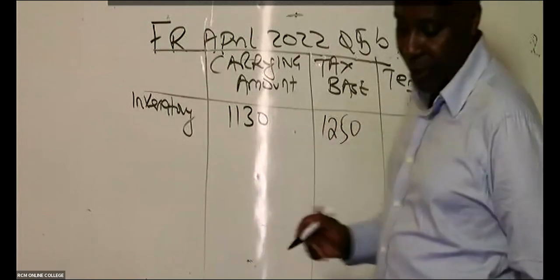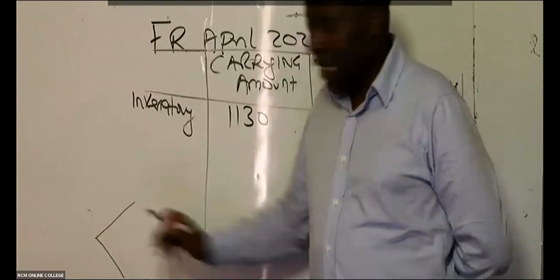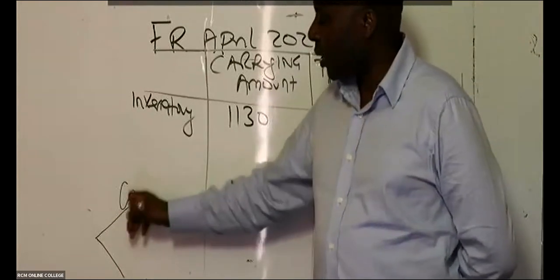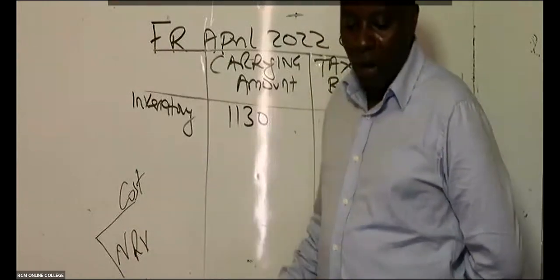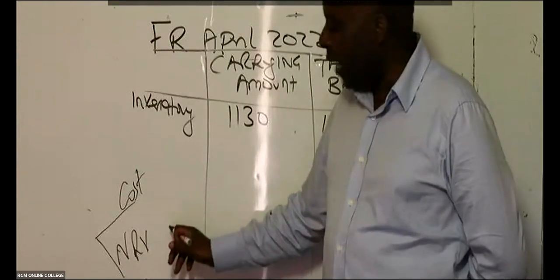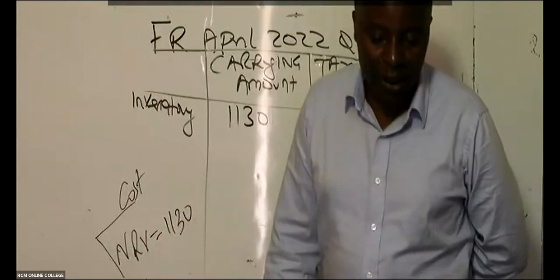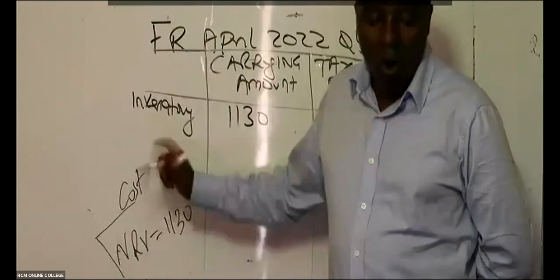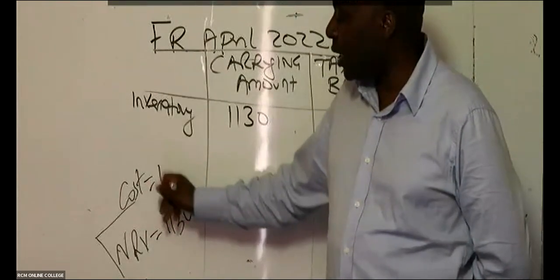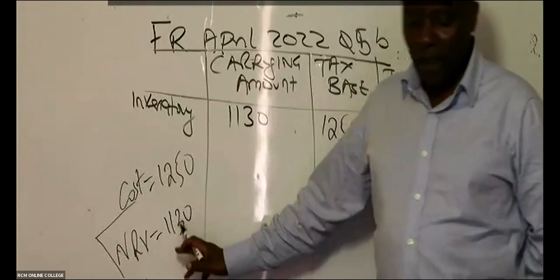Allow me to explain something small here, ladies and gentlemen. Remember these inventory items, they cost us something, and then we have net realizable value. Net realizable value is what we are booking here as 1130 because they subtracted 120 from it. But the cost of these items here was 1250, because you add the 120.